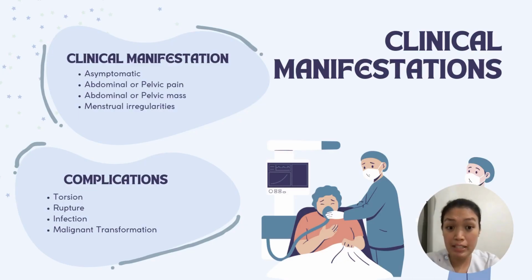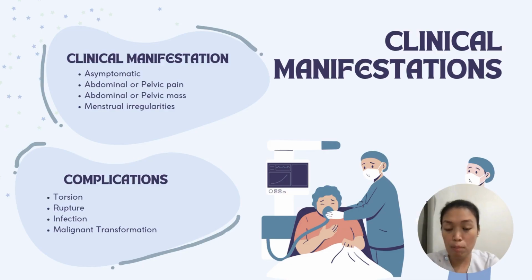Next is the clinical manifestations. Usually, patients are asymptomatic and have no symptoms. The tumor is usually found accidentally on pelvic ultrasound, CT scan, or during surgery for another condition. This is because the cyst grows slowly and does not immediately affect surrounding organs. Next is abdominal or pelvic mass. Patient may notice gradual abdominal enlargement or feel a lump. On bimanual pelvic examination, a firm mobile adnexal mass may be palpated.